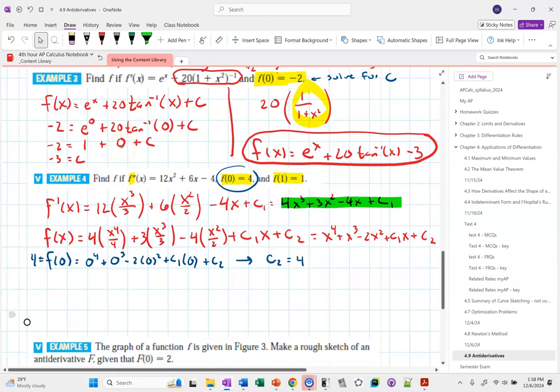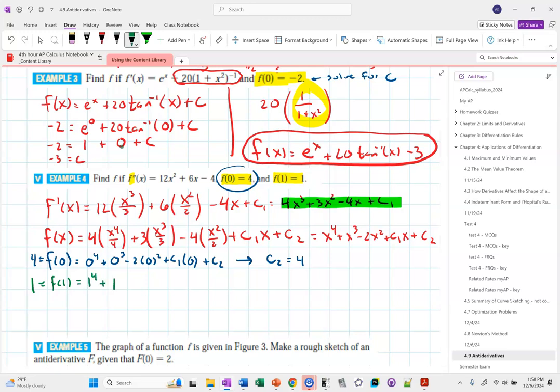So I can then use that. So I know 1 is equal to f of 1, which is going to be 1 to the 4th plus 1 cubed minus 2 times 1 squared plus c1 times 1 plus 4. Everybody feel okay there? So what do I get here? I subtract 1 from both sides. Those guys go away. I combine my like terms here. That's a negative 1. And I add it back over.